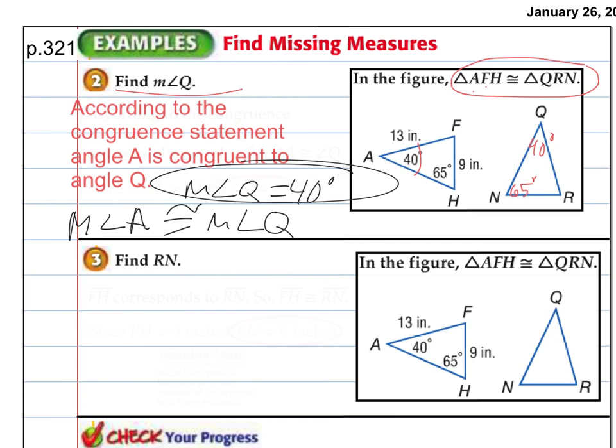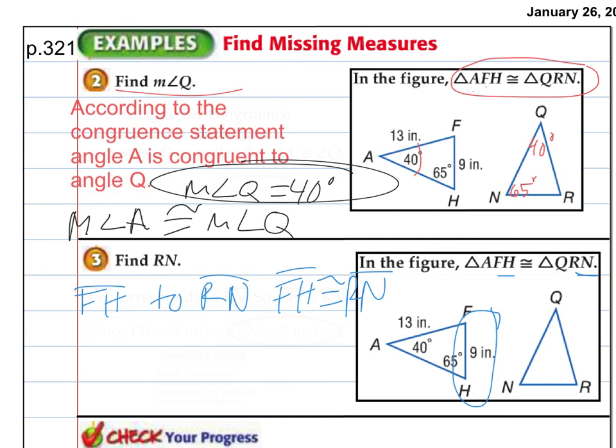All right, and then the bottom. On the bottom, we're going to look for RN, and see what corresponds. It looks like RN corresponds with FH. So if FH is 9, and FH corresponds to RN, then FH is congruent with RN. Taking what we know to solve what we don't know, the length of RN must also be 9 inches.